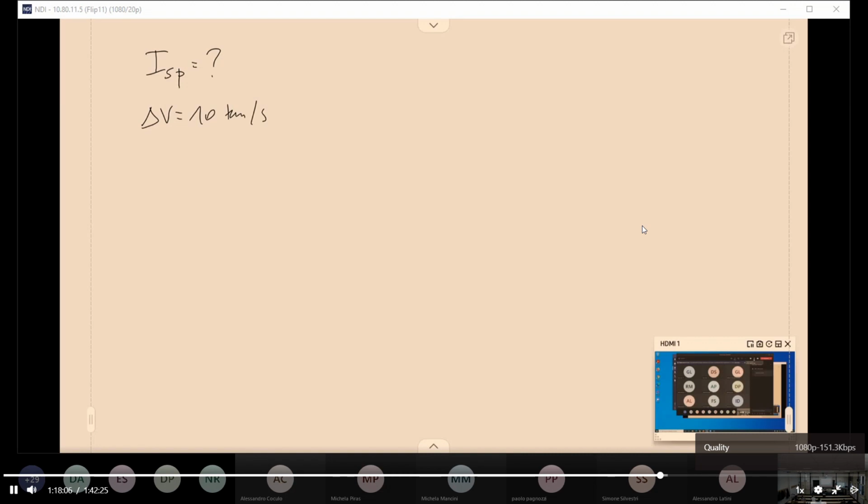We would like to calculate this specific impulse to provide this delta V while keeping the liftoff acceleration at 1.25 g and the maximum one equal to 4 times the sea level acceleration of gravity, and we assume constant thrust.